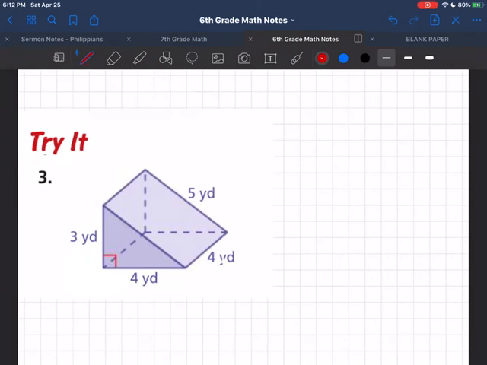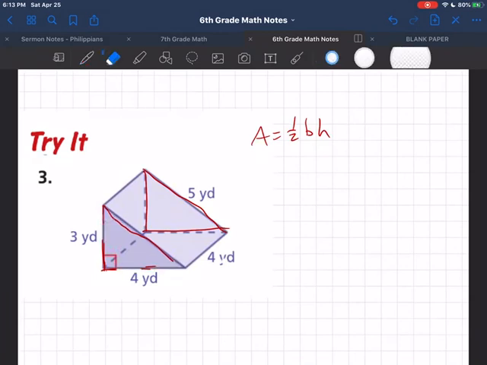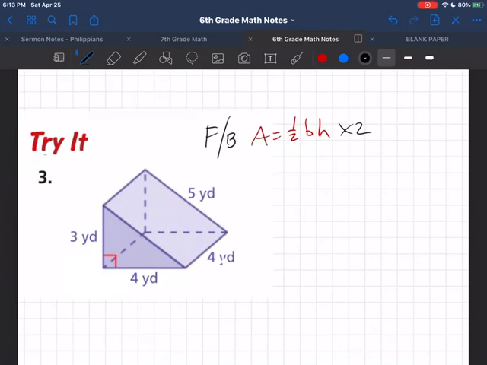Okay, so now, in this one here, we have the front and the back of this shape, and they're both triangles, so they're both 1/2 base times height, right? Base of 4, height of 3, 1/2 times 4 times 3. So that's going to give us that, and there's 2 of those. Okay, so that's the front and back.